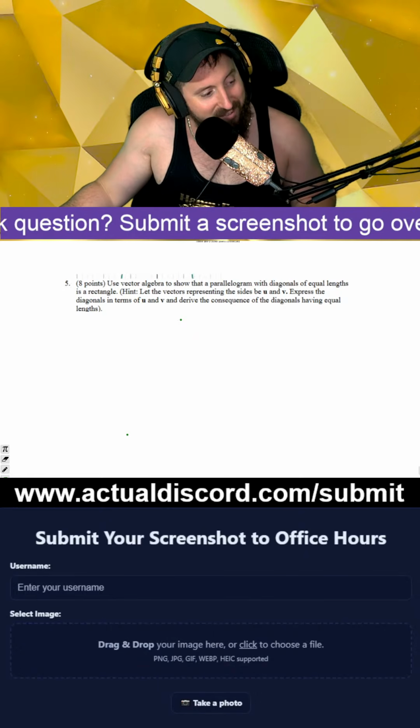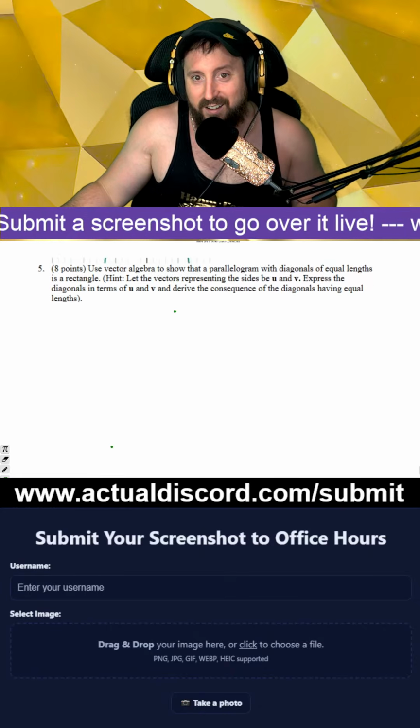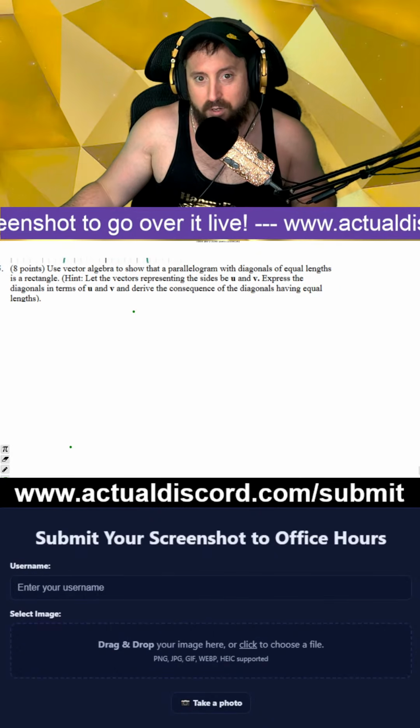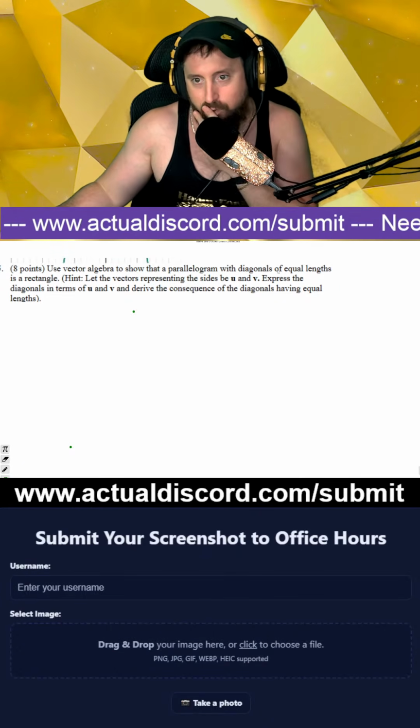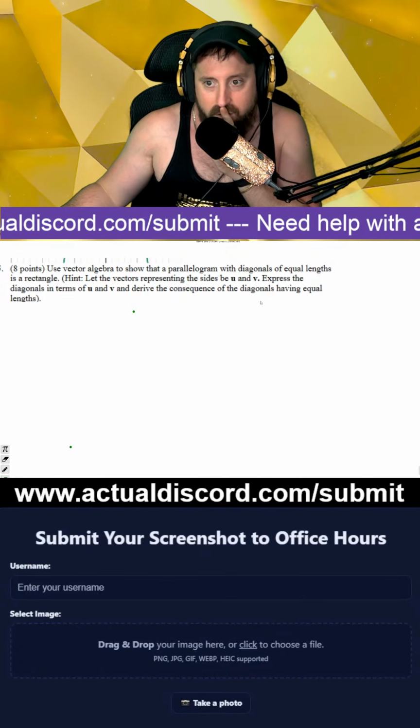Integrate x arc sine of x. All right, let's see. All right, this one's from Odin. Use vector algebra to show that a parallelogram with diagonals of equal lengths is a rectangle. Cool.